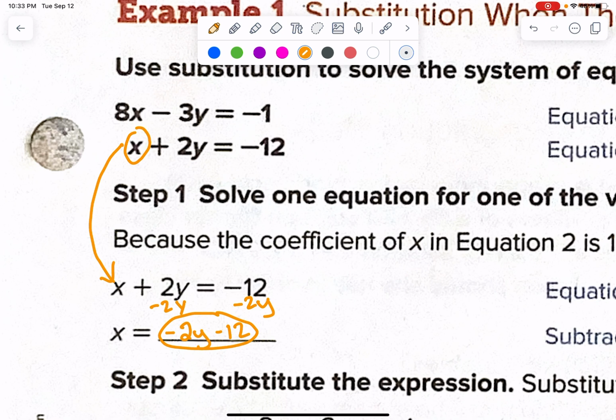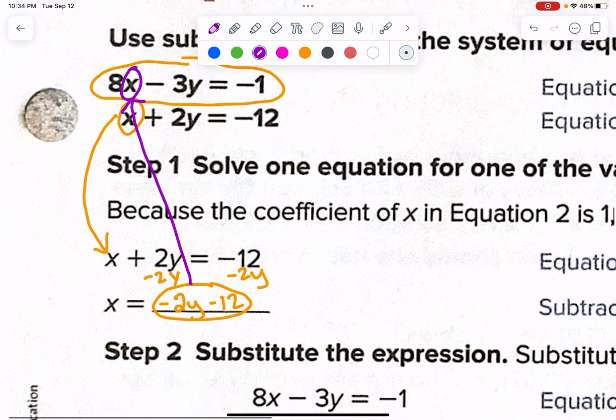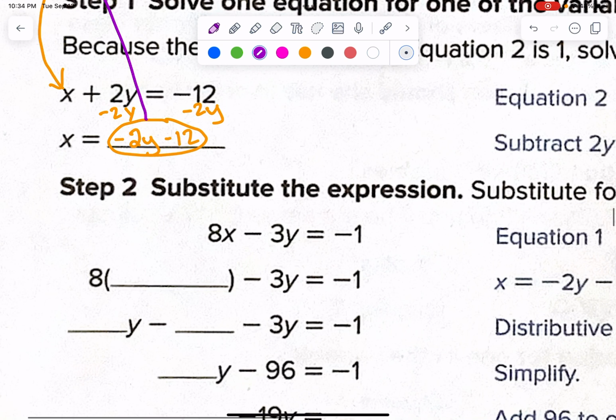Now what I do is I take this top equation, and the x that I solved for right here, I'm going to plug that in for x in that spot. I've solved for x in the bottom equation, and now I'm going to plug it into the top. So what I've done here is 8x minus 3y. I'm going to replace that x with negative 2y minus 12. I'm just plugging that in there, and then I just continue to solve.